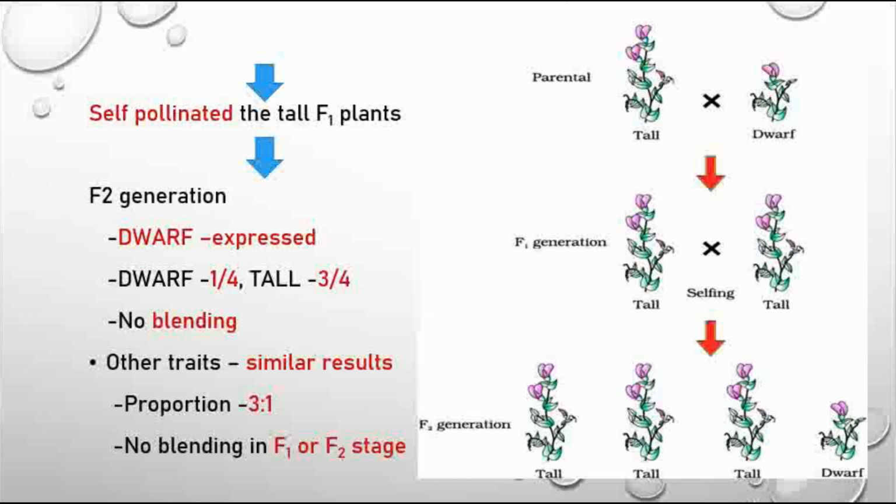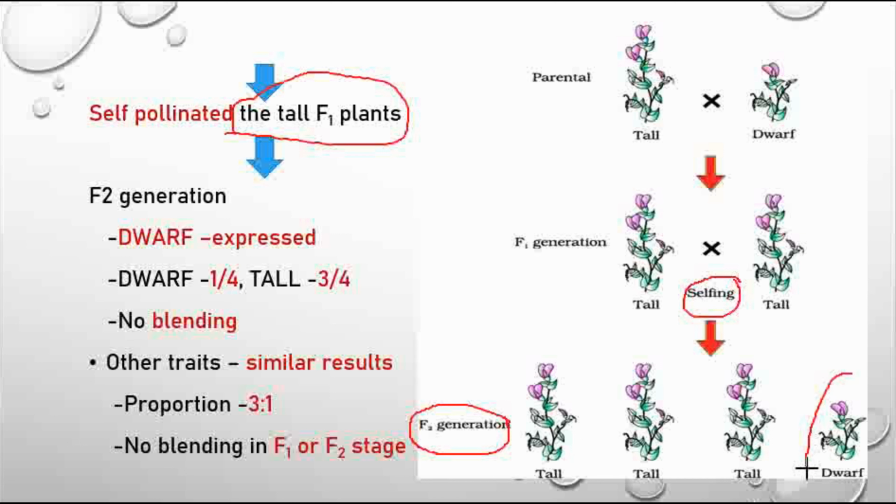Then he self-pollinated the tall F1 plants. So on the tall F1 plants that he got, he did selfing, that is, self-pollination. And the plants that come from it he called the F2 generation. So in the F2 generation the dwarf plant was seen. So the trait was expressed. In the F1 generation the dwarf plant was not seen, but in the F2 generation the character was expressed.